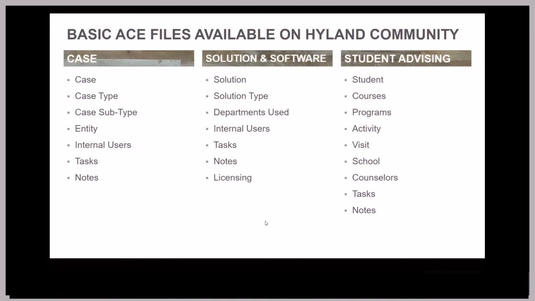And in this case, again, the term case management doesn't really resonate there, but that is what we're managing. What is the solution? What's the solution type? The departments who use it? And then what is even the licensing that supports that solution? So being able to track all of those internally. If your organization wants to cut licensing or consolidate or maybe revoke some things, you can figure out what it's going to affect down the chain. And then that student advising. Those are just three examples of ACE files that we have available.